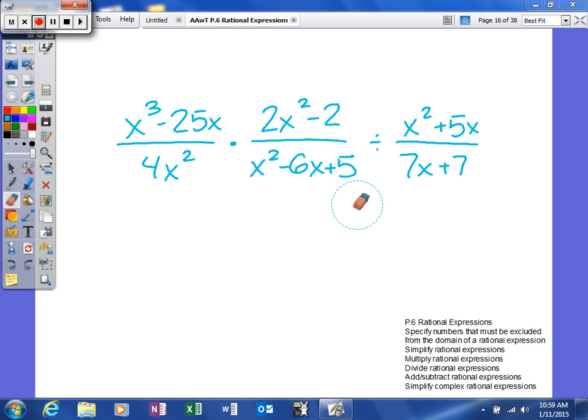Just another example. This time it looks kind of complicated: x cubed minus 25x over 4x squared, times 2x squared minus 2x over x squared minus 6x plus 5, and then divided by x squared plus 5x over 7x plus 7. So what we're going to do in a problem like this, again, the first thing I'm going to do is I see this division over here, so I'm going to multiply by the reciprocal instead.